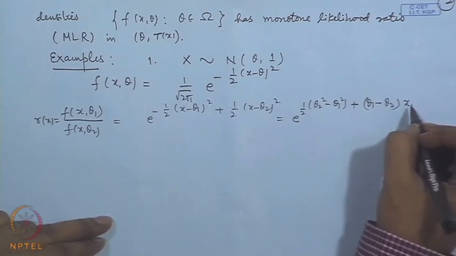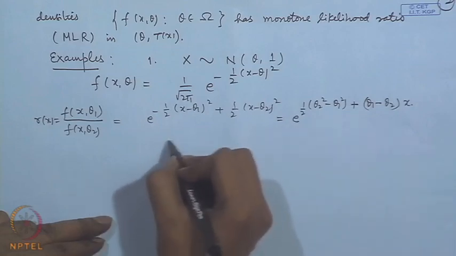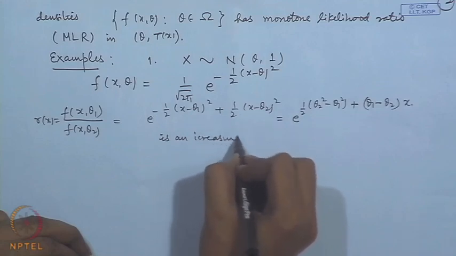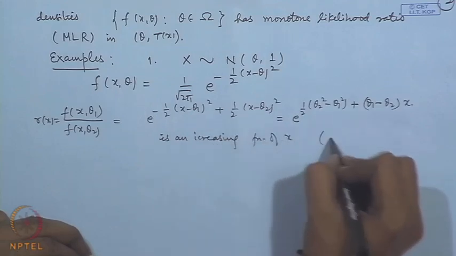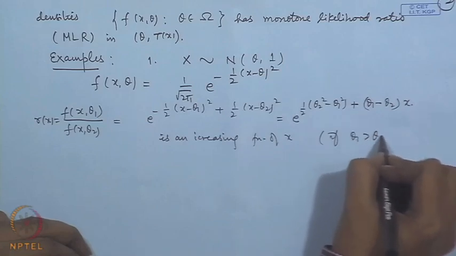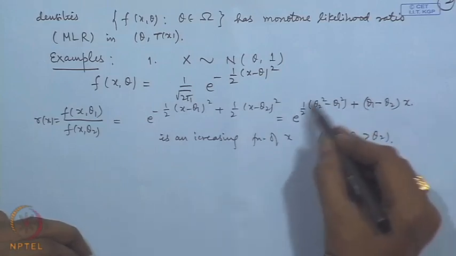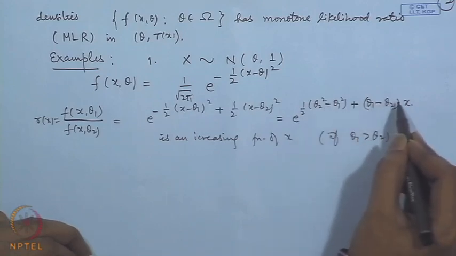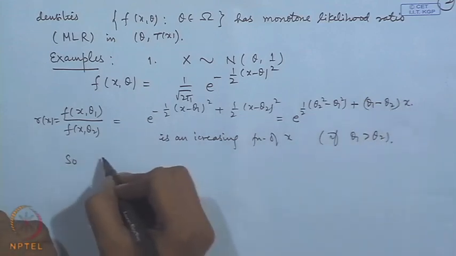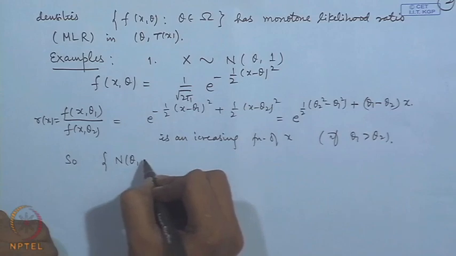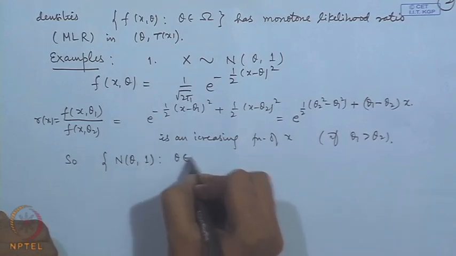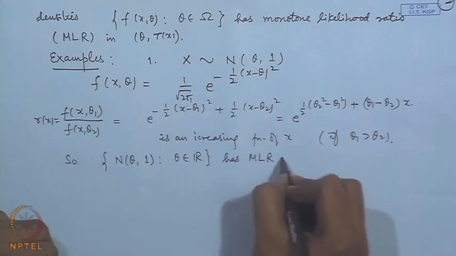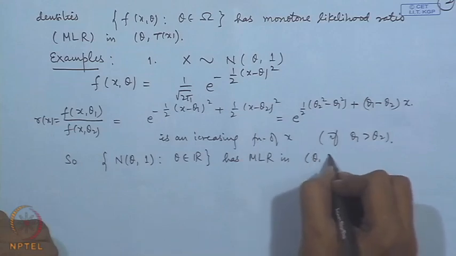So, you can look at this. This is an increasing function of x if theta 1 is greater than theta 2, because this is constant, and if theta 1 is greater than theta 2, e to the power this becomes an increasing function of x. So, this family of distributions normal theta 1, where theta belongs to real line, has monotone likelihood ratio in theta and x.